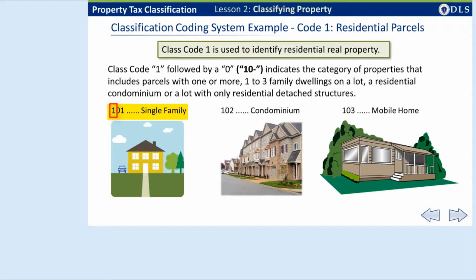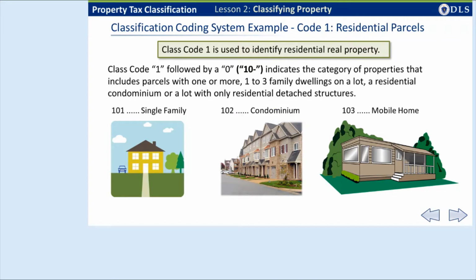The first digit 1 indicates a residential parcel. The second digit 0 refers to the category of properties, and the third digit 1 indicates a specific property type within that category, a single-family home. Let's look at the next State Use Code 102. The first digit 1 indicates a residential parcel. The second digit 0 refers to the same category of properties previously mentioned, and the third digit 2 indicates a specific property type within that category, a residential condominium.